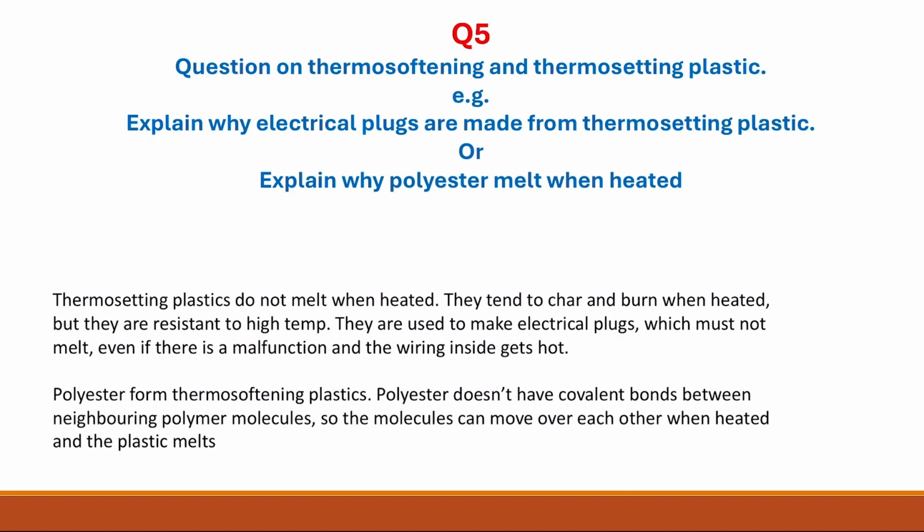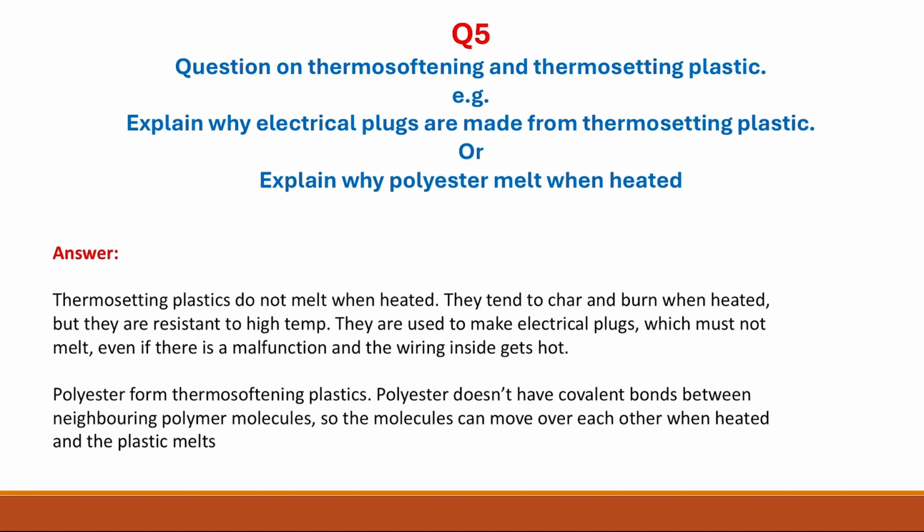Question 5 is about thermosoftening and thermosetting plastics. For example, they can ask you to explain why electrical plugs are made from thermosetting plastic, or to explain why polyester melts when heated. The electrical plugs are made from thermosetting plastic because thermosetting plastics do not melt when heated. They tend to char and burn when they are heated, but they are resistant to high temperature.